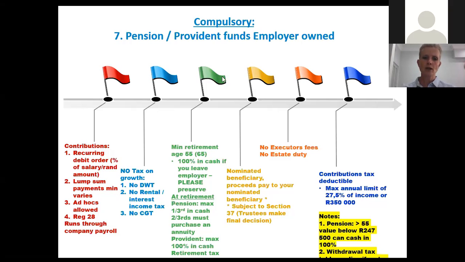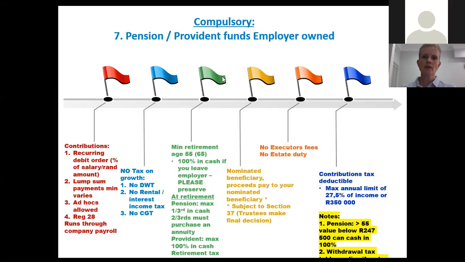Again, subject to Regulation 28, and obviously all the deductions and contributions would be made through payroll. There's no tax on the growth, again, on these funds. It's compulsory money. The minimum retirement age, same as what I said with the retirement annuity, is 55. The minimum retirement age on all retirement products in South Africa is 55.